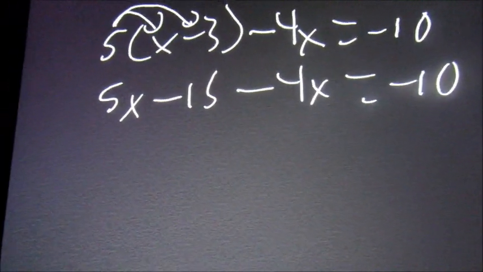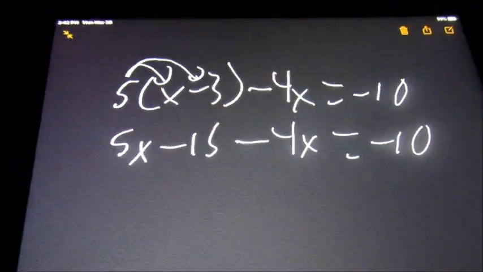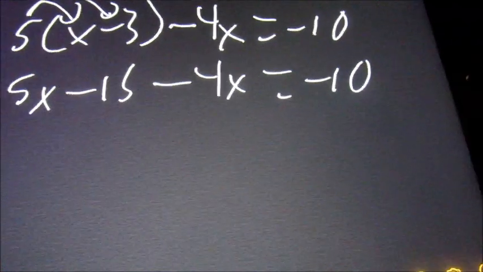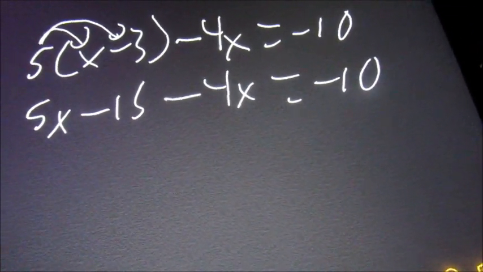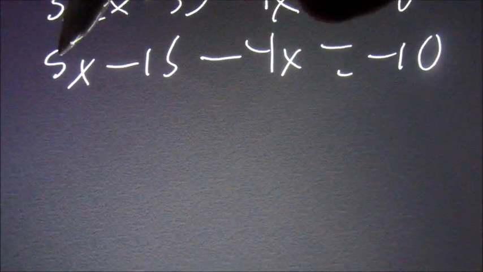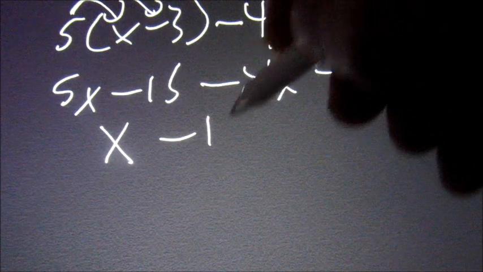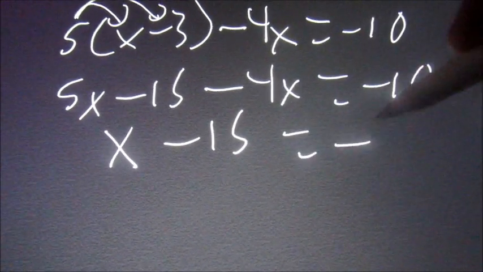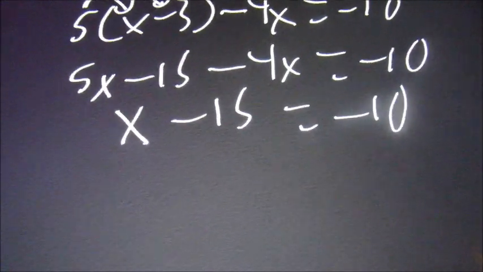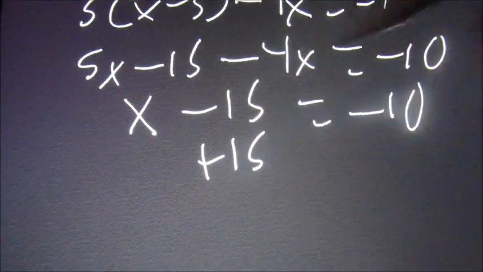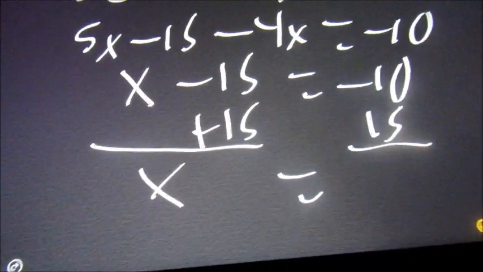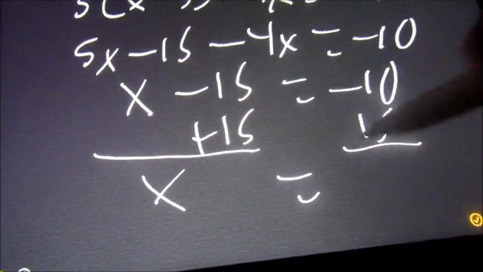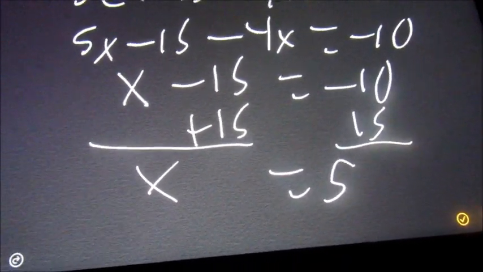Now we need to combine like terms on both sides. Make sure you always combine like terms on each side of the equal sign before you move something from one side to the other. So I have the 5x minus 4x, and that's just left with 1x minus 15 equals negative 10. I'm going to add the 15. And we get left with x, and negative 10 plus 15 is positive 5.